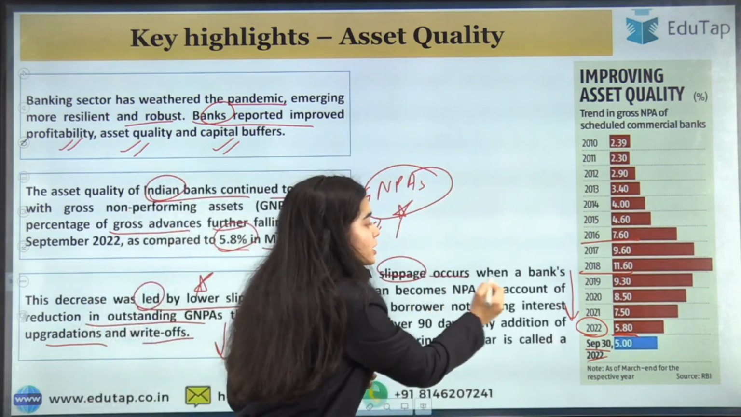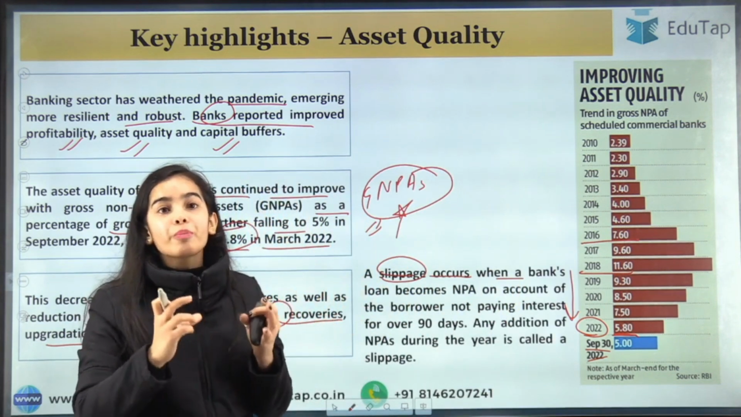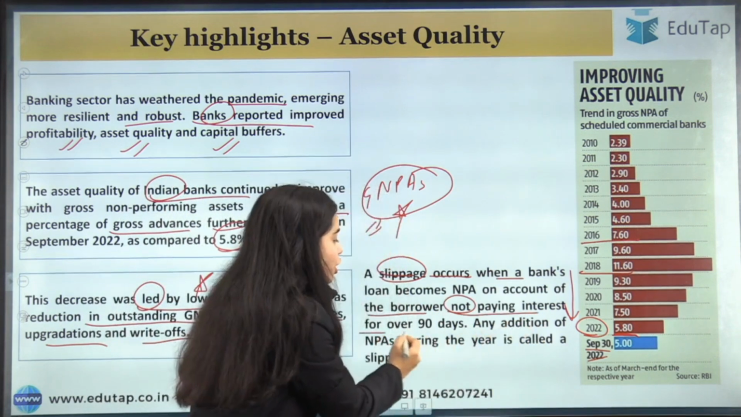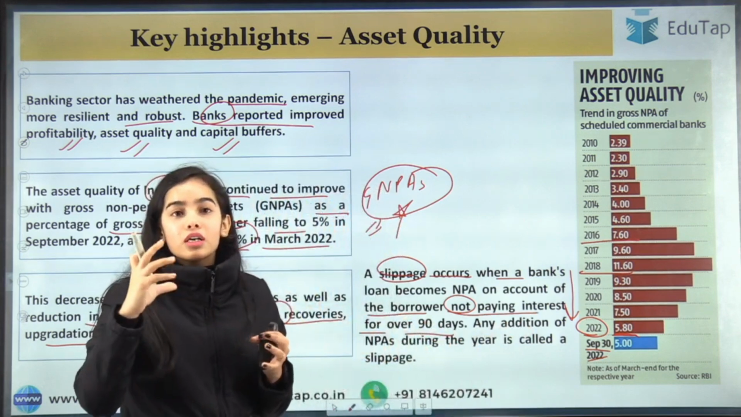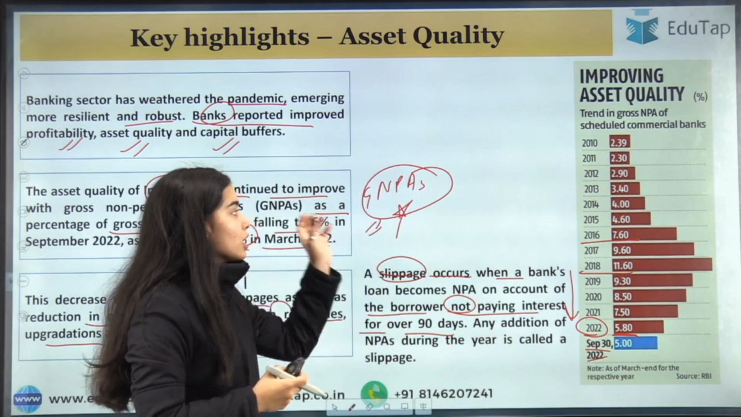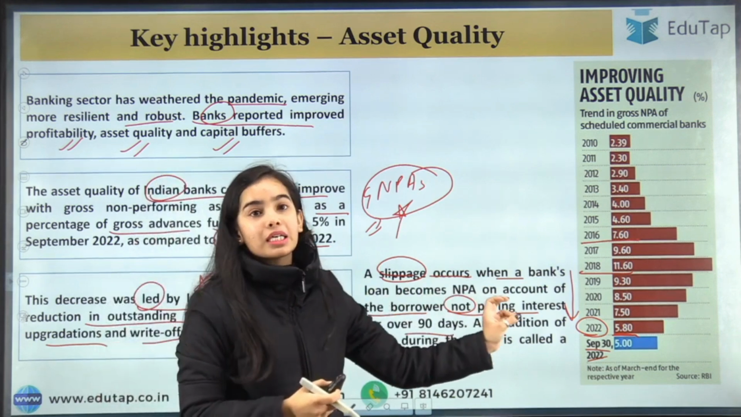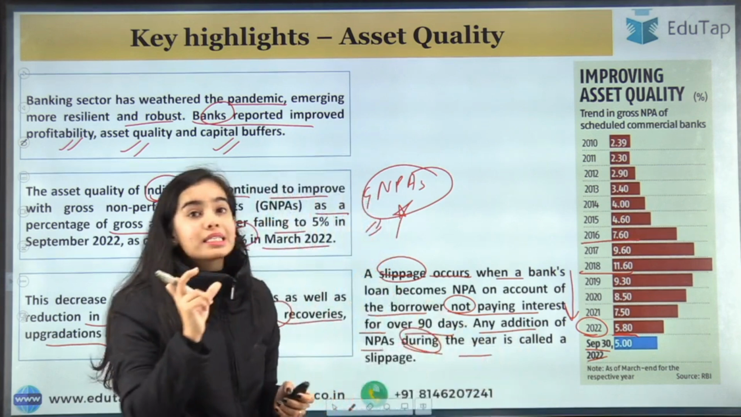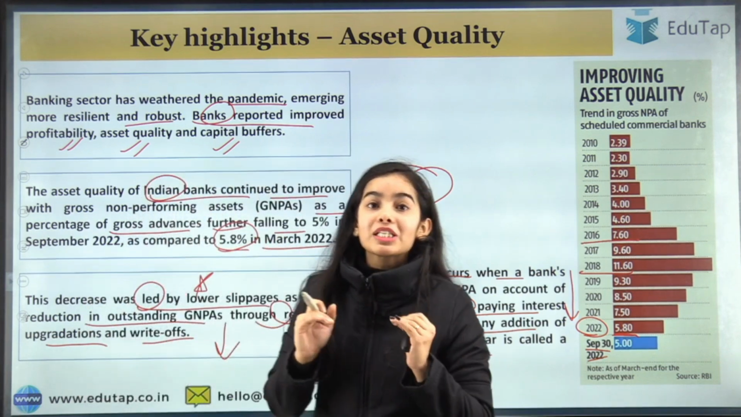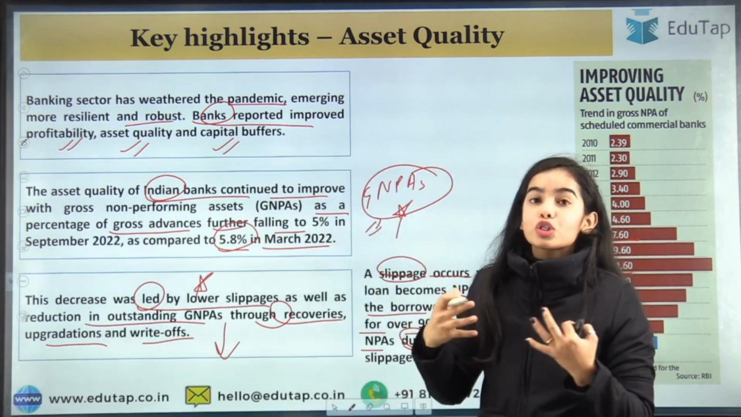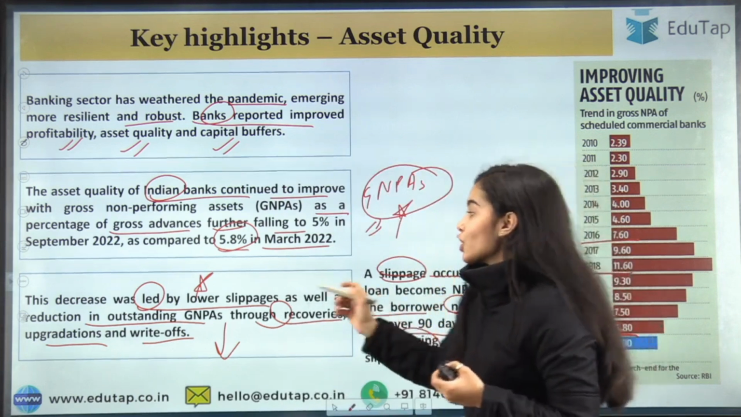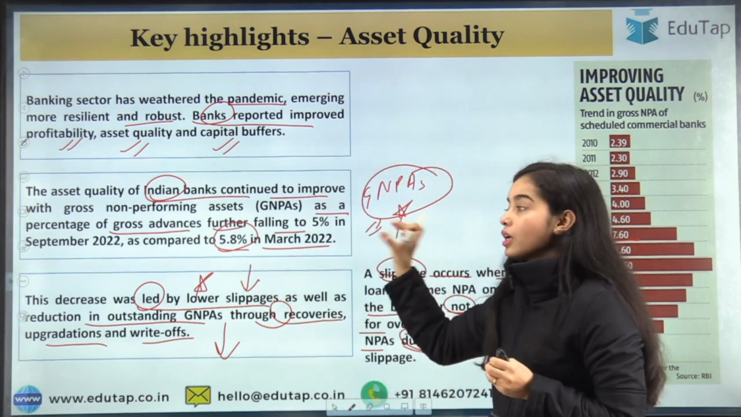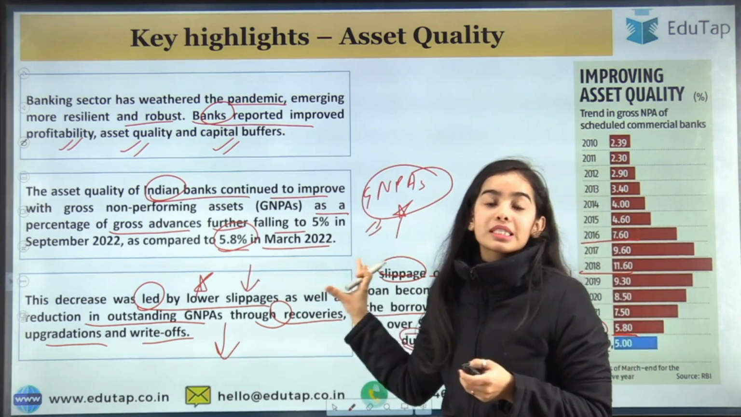The slippage occurs when a bank's loan becomes a non-performing asset, that is, on account of the borrower not paying the interest for over 90 days. So if the borrower is not paying the interest, the asset becomes a non-performing asset. Any addition of NPAs during the year is called a slippage. So you can understand that the slippage has decreased. That means the new gross non-performing assets have decreased. So the slippage has lowered, and this is very good news for the banks. I hope you have understood this completely.